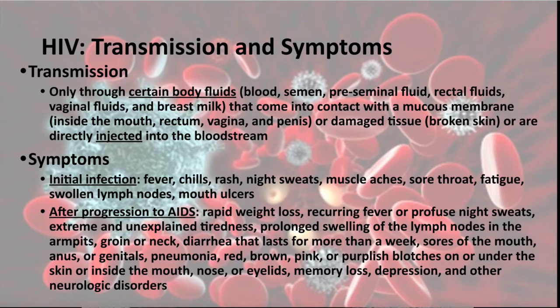For transmission and symptoms, transmission is only going to be through certain body fluids, which could include blood, semen, pre-seminal fluid, rectal fluids, vaginal fluids, and breast milk, that come into contact with the mucous membrane or damaged tissue of another person. Mucous membranes we would find inside the mouth, the rectum, vagina, and penis. And then damaged tissue refers to broken skin, like a cut or a break in your skin of some kind, or if it would be directly injected into the bloodstream.